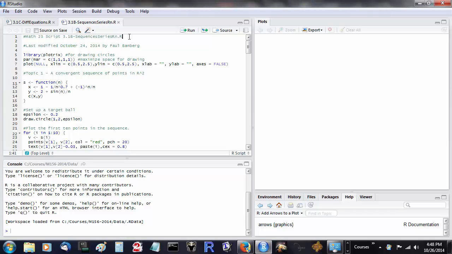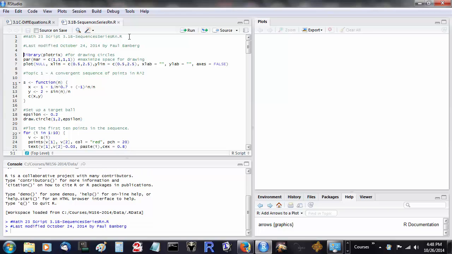Hi, it's Paul back again, this time with a script designed to illustrate convergence of sequences and series of points in Rn, vectors in Rn, and even matrices. I'm assuming that you ran the preceding script and installed the Matrices package.